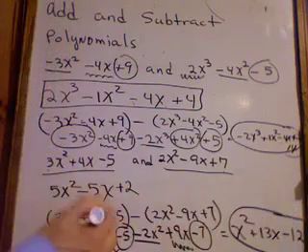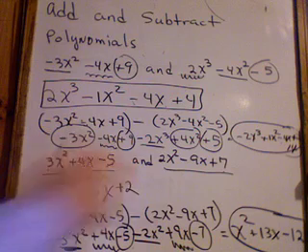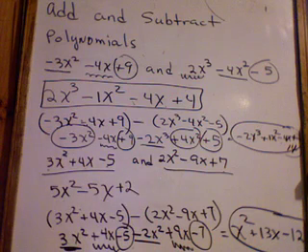Remember, when signs are the same, you add and keep that sign. When signs are different, you subtract and use the sign of the larger number. So, there's the answer for a subtraction of a polynomial. Good luck with the homework.